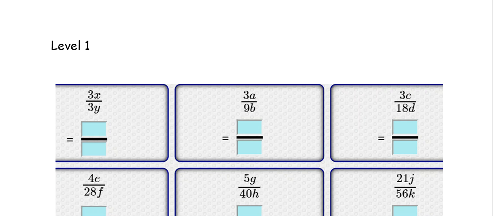Right, let's go through these. So what we're looking for, as we said, when we're simplifying algebraic fractions, you can only do what you do with numbers.